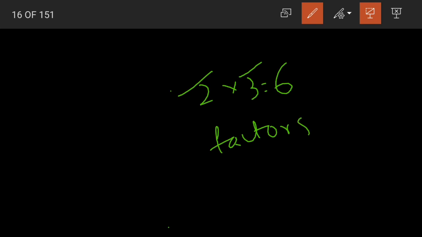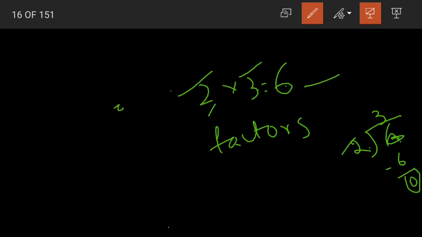Not only for 10, you can also take any number, say 6. We have 2 3s are 6. Yes or no? So 2 and 3 become our factors of 6, children. Is 6 divisible by 2? Yes, see. 6 divided by 2. We have 2 3s are 6. When we subtract, 0 is remaining. Yes or no? So 6 is exactly divisible by 2. Again, 6 is divisible by 3 as well. We have 3 2s are 6, and when we subtract, 0 will be our remainder.